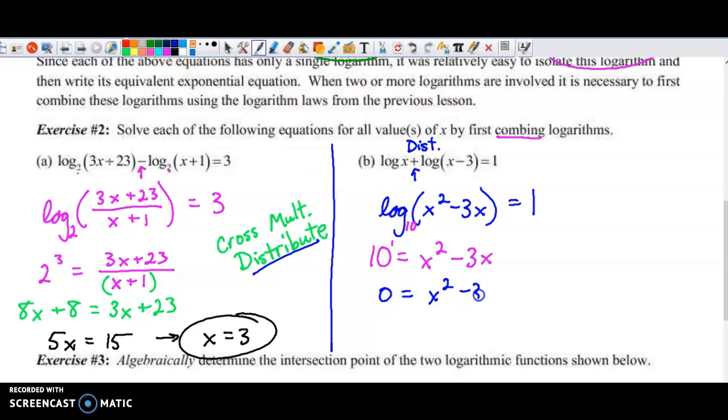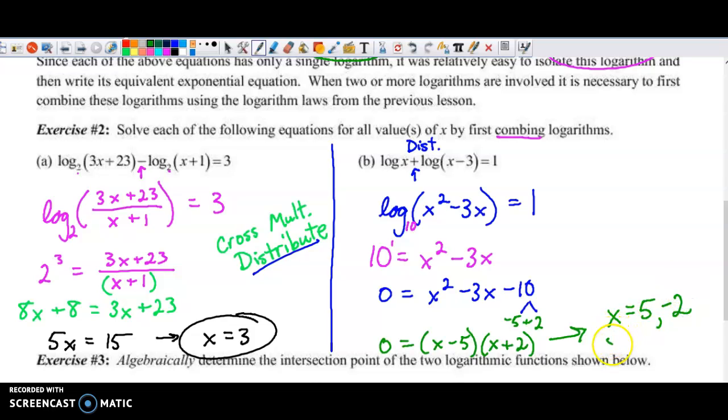X squared minus 3x, and subtract 10 over, and we know factors of negative 10 that had to be negative 3. It would be negative 5 plus 2. Or you could use a quadratic formula. We're looking at x minus 5, x plus 2, and use the zero product law to see that answers could be x equals 5 or negative 2.